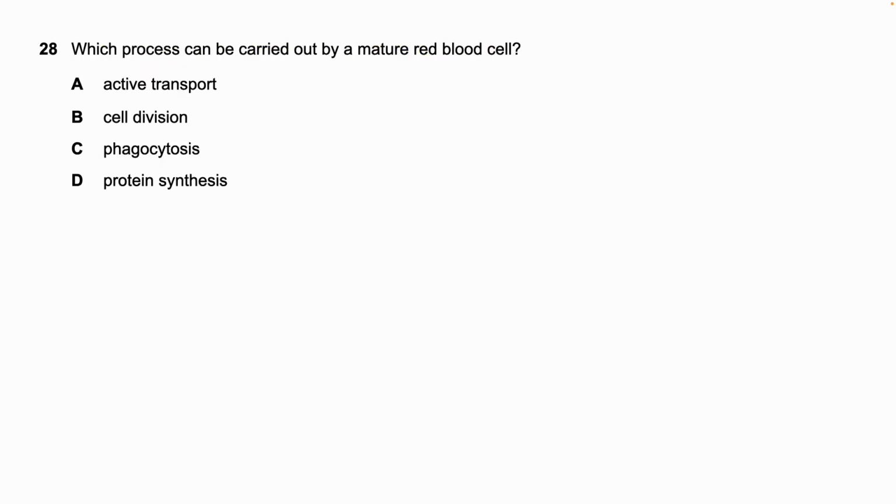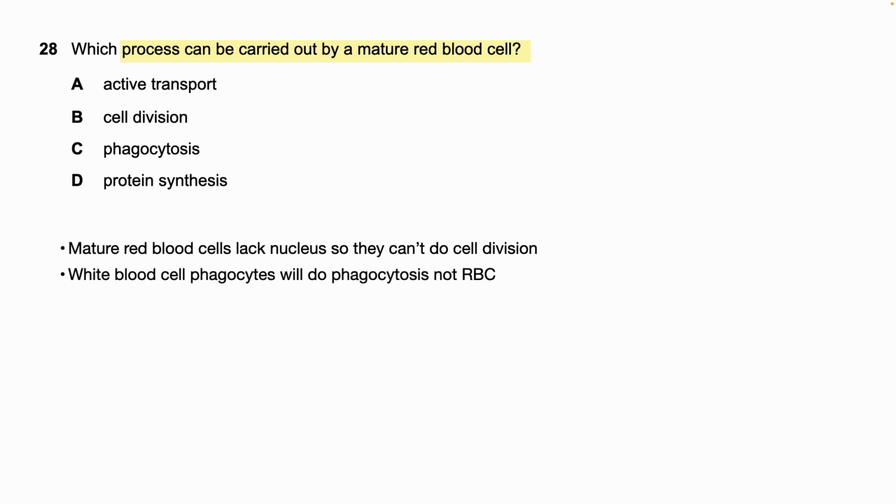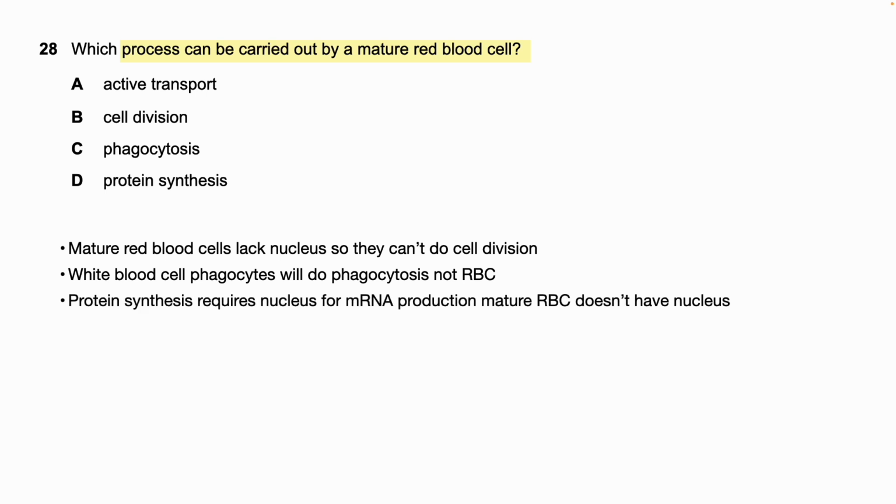Question 28. Which process can be carried out by a mature red blood cell? They are asking for the process carried out by a mature red blood cell. Active transport. A mature red blood cell lacks a nucleus, so it cannot do cell division. White blood cells, phagocytes, will do phagocytosis, not the RBC. So option C is wrong. Protein synthesis requires a nucleus for mRNA production, and a mature RBC doesn't have a nucleus. So the correct answer is active transport.